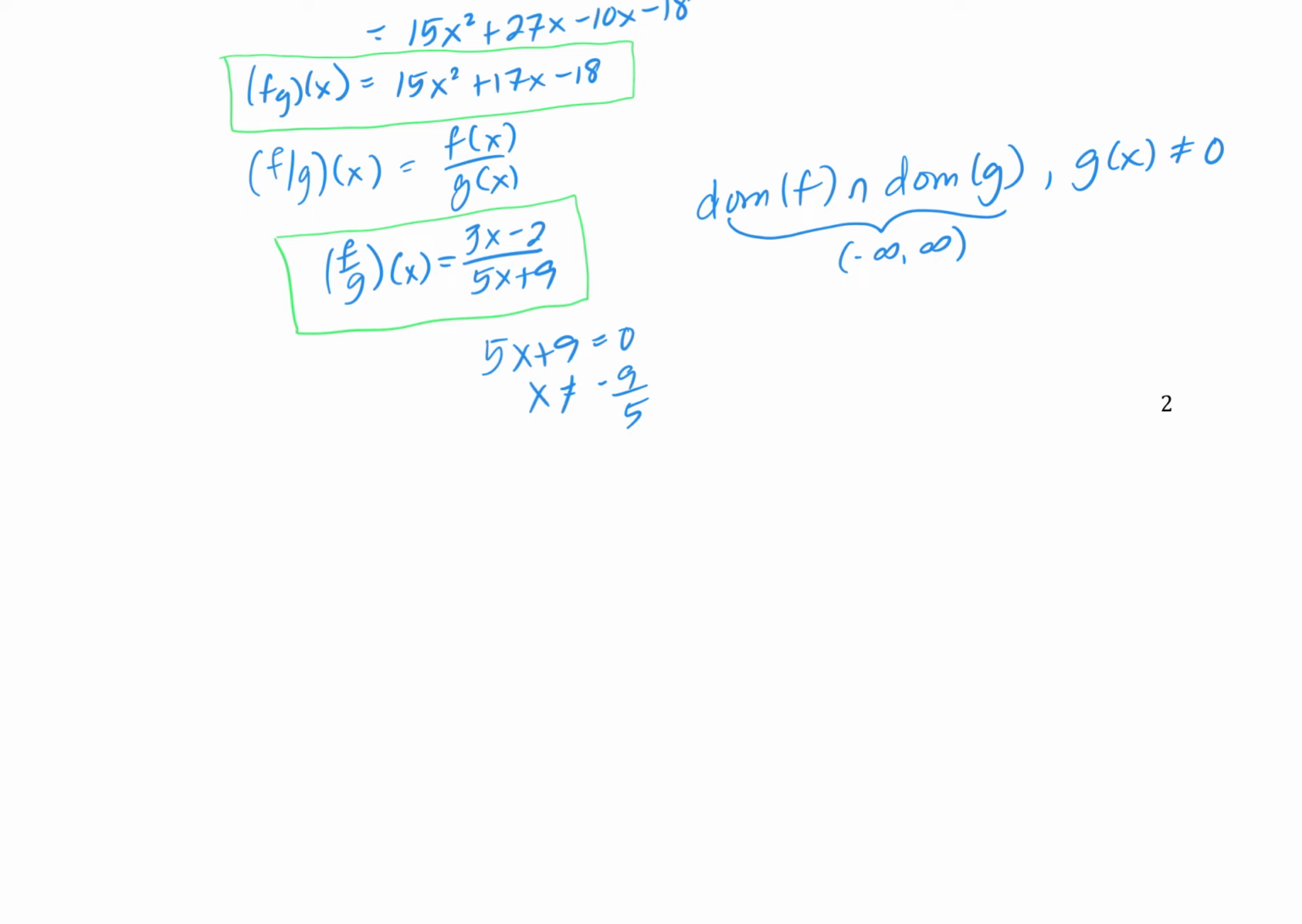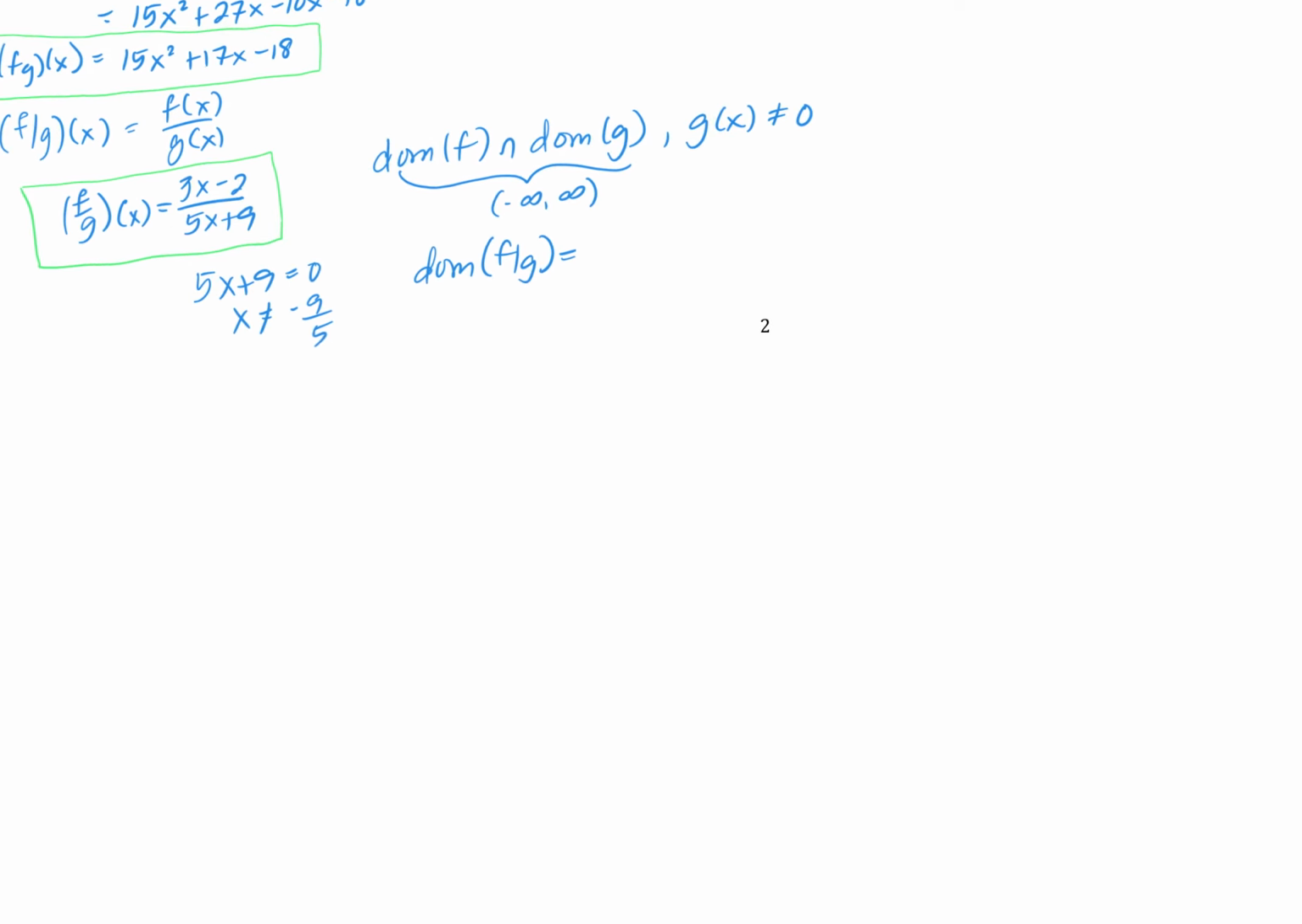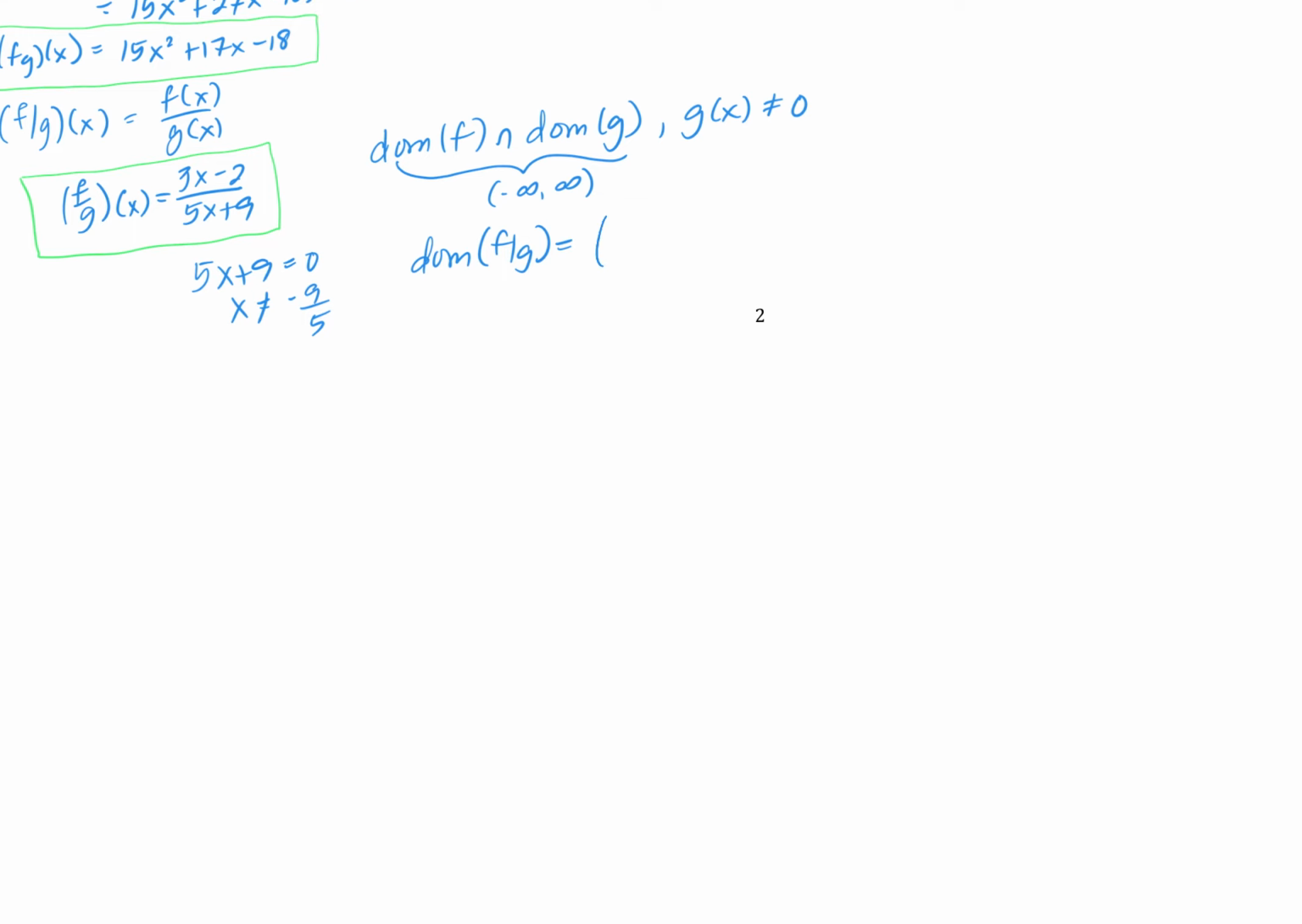So now the domain of our new function f divided by g is going to be negative infinity to negative 9 over 5, with parentheses because we can't use it, union negative 9 over 5 to positive infinity. That's probably the most difficult domain, is the f divided by g, because you have to figure out where the denominator is 0.